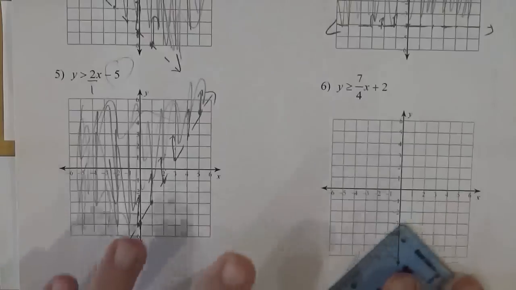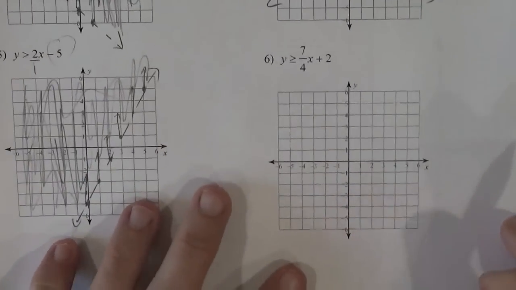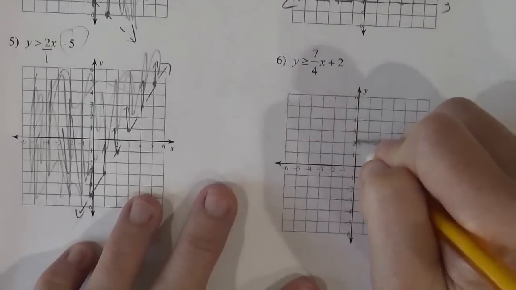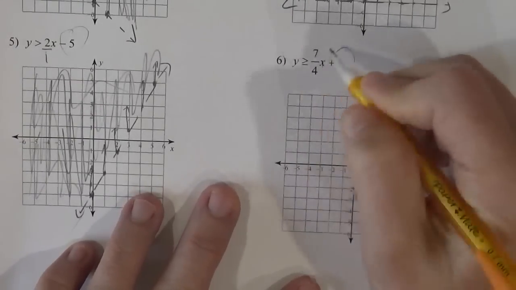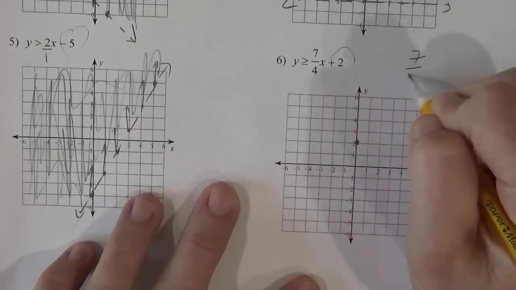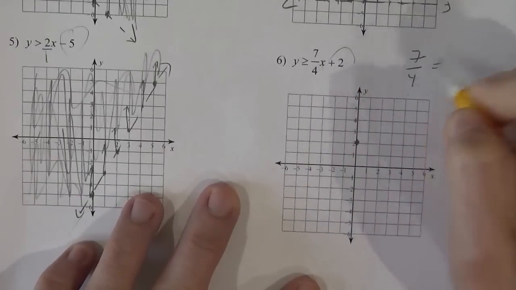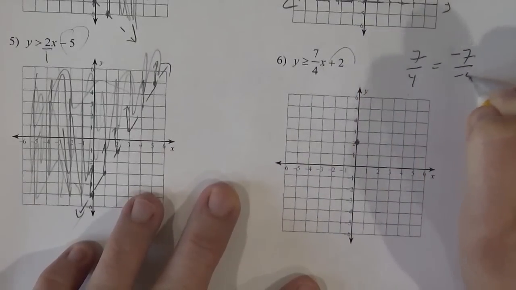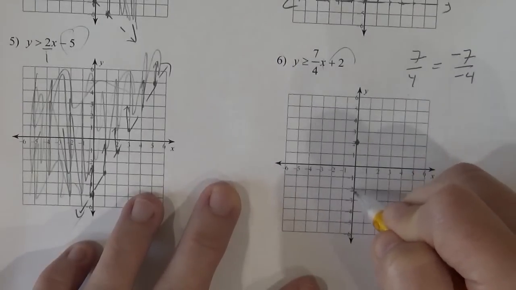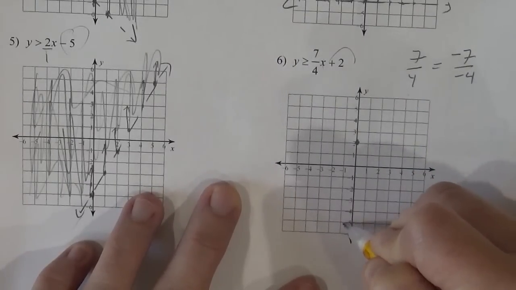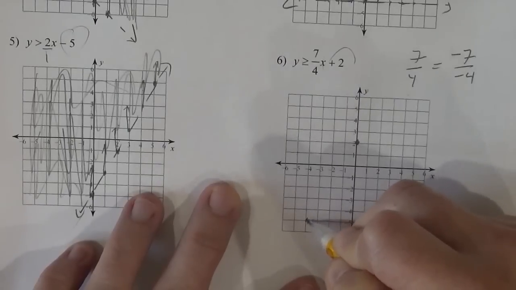Alright, one last one here. Y-intercept of 2, up 7. I'm going to run off the page. So maybe instead of doing 7 over 4 and going up 7 and to the right 4, maybe I'll go down 7 and to the left 4, see if that fits. So down 1, 2, 3, 4, 5, 6, 7, over left 1, 2, 3, 4.